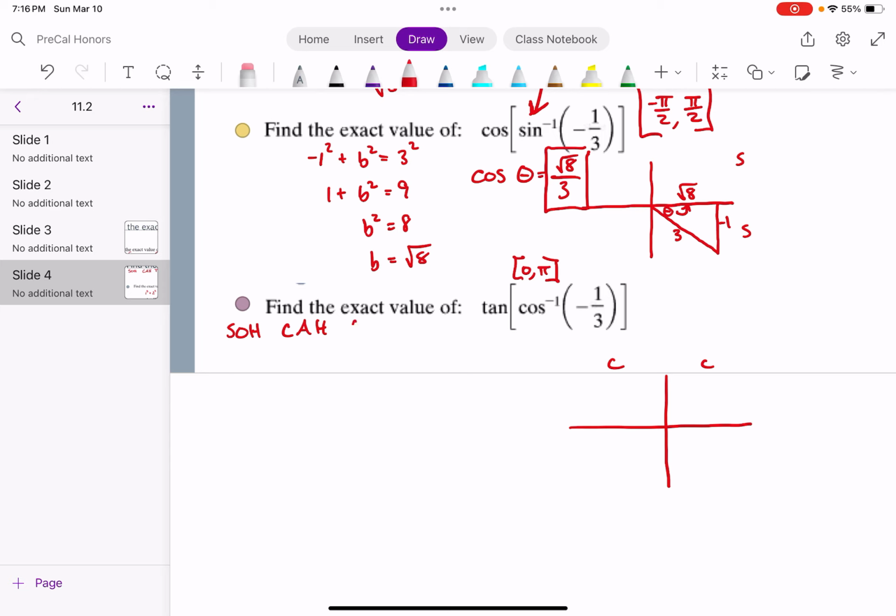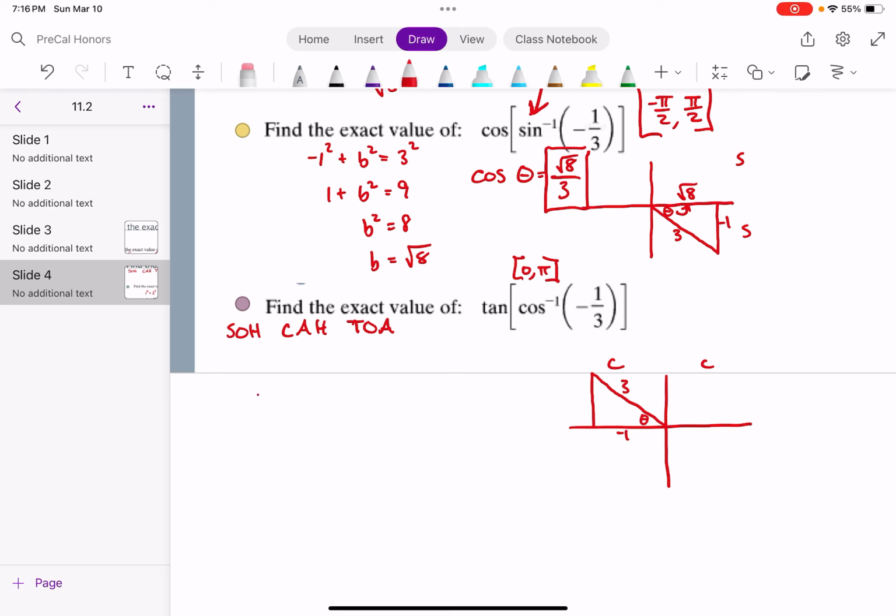once again, SOHCAHTOA, we have adjacent and hypotenuse. The hypotenuse will always be a positive number, which means the adjacent would have to be the negative, which means we would be in quadrant 2. Our adjacent would be -1. Our theta would be in that corner, and our hypotenuse would be 3. We go ahead and solve for our missing side.